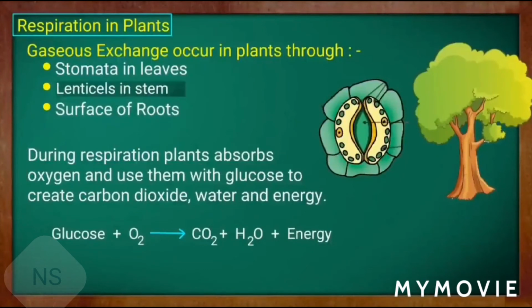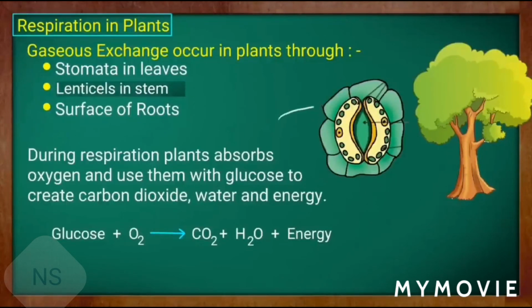Now, let's move on to respiration in plants. You know that respiration is a physiological process by which living organisms take in oxygen and give out carbon dioxide. Respiration is not only confined to animals, respiration does occur in plants, throughout the 24 hours. All the 24 hours in a plant, gaseous exchange takes place, and this gaseous exchange can take place through stomata present in the leaves, or through lenticels present in the stem, and even through the surface of the roots.